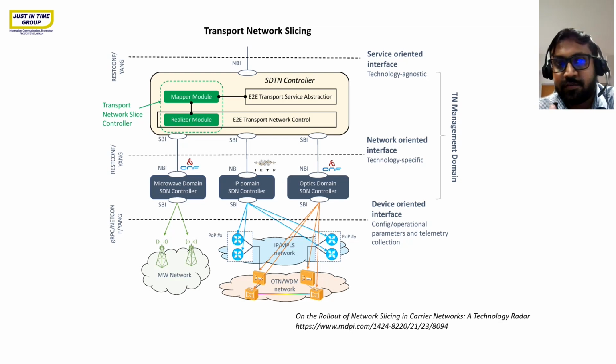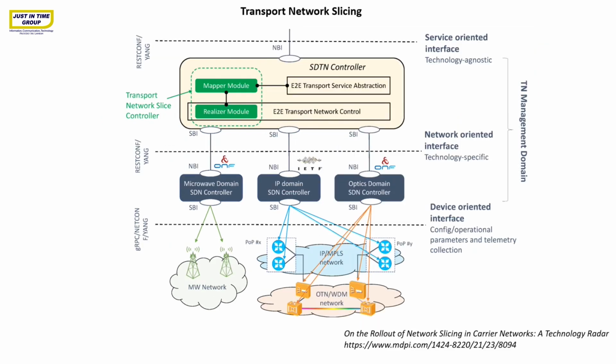On top of that, you can have some sort of an end-to-end controller that could interact with the network slice selection management function for the transport network. So that's the typical architecture, how the management would happen when you do network slicing.